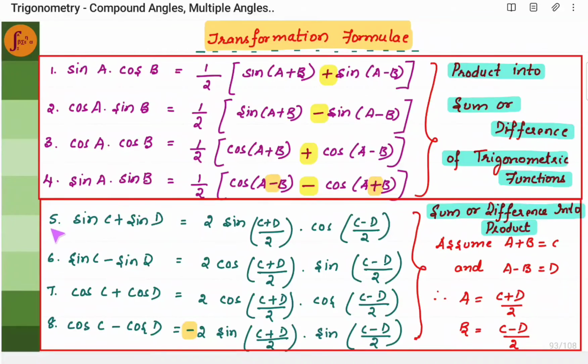Here in this group we are expressing a sum of trigonometric angles as a product of two trigonometric functions, right? sin((c+d)/2) is one function, cos((c-d)/2) is one function. The product of these is used to express the addition of trigonometric angles, right? Now again, all these formulas are actually derived. Let's see how these formulas are derived.